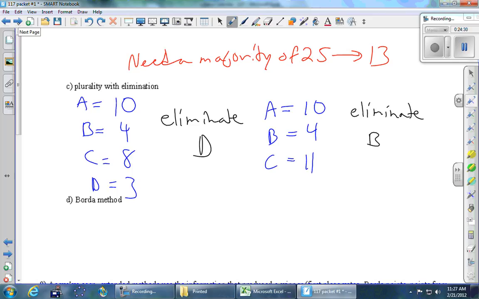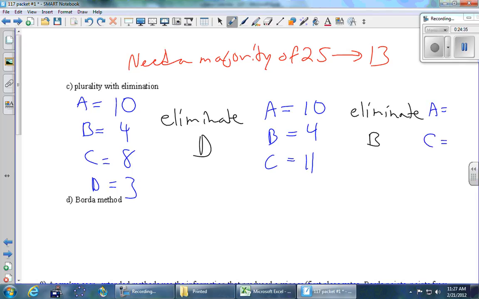And so what do we get here? A and C. And A is still stuck at 10. And how about C? It is now at 15. And as a quick check, every time you add the number of votes, what do you get? 25. Doesn't matter where you are. You have 25 people. They need to be represented. Do we have a majority? Yes. So we have our winner.